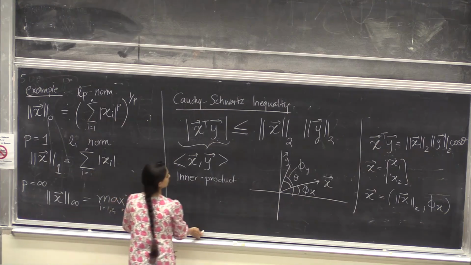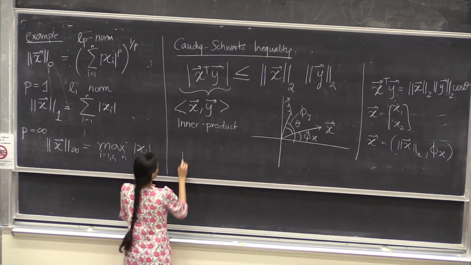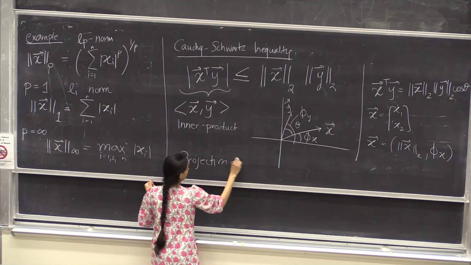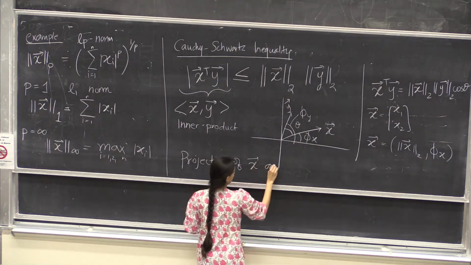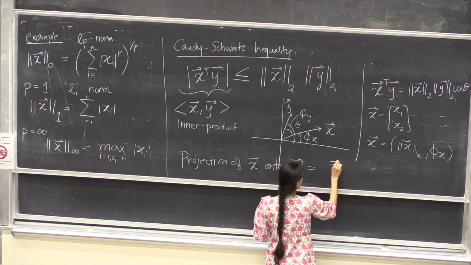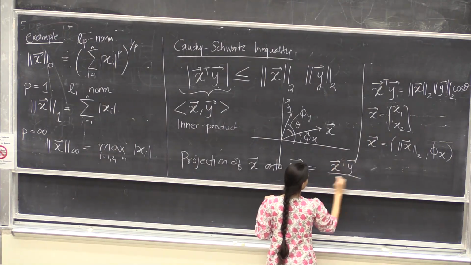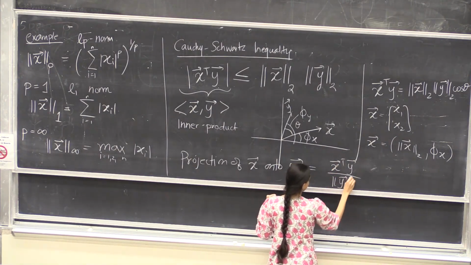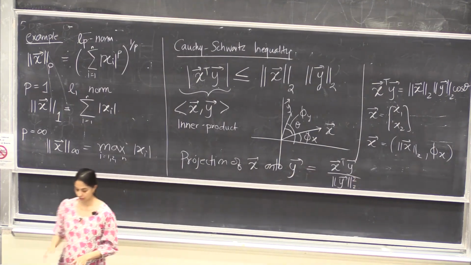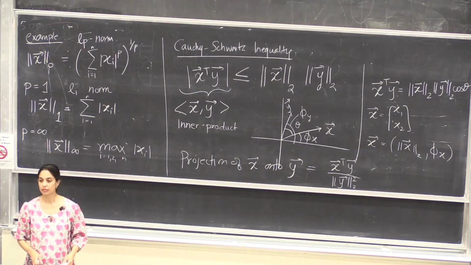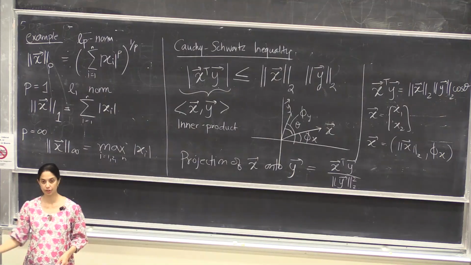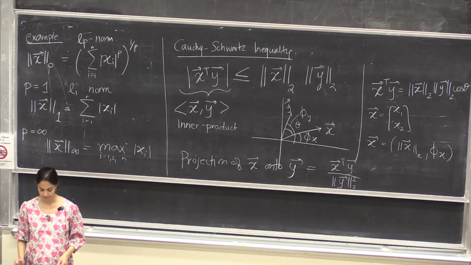So in general, the projection of a vector x onto a vector y should be x transpose y divided by norm y squared. Okay? This is just the magnitude of that projection. To get the vector, you would actually multiply by y. Okay, good.